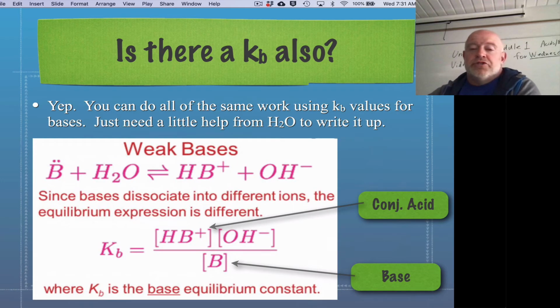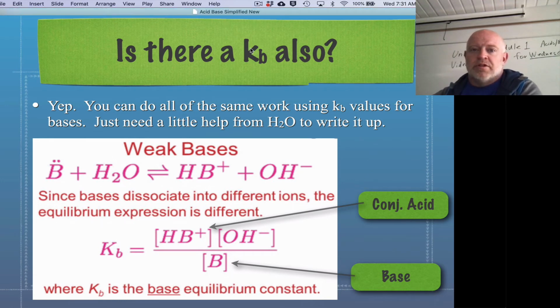So is there a Kb? Sure. Yeah, if there's a Ka, there's a Kb also. So constant for bases. Same idea. The only difference is that we need a little help from water to show this because we need to get hydroxide in our equilibrium, and not all bases have hydroxide in them to start.